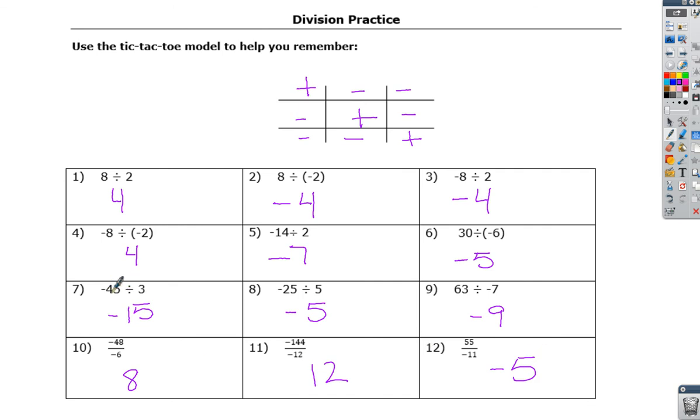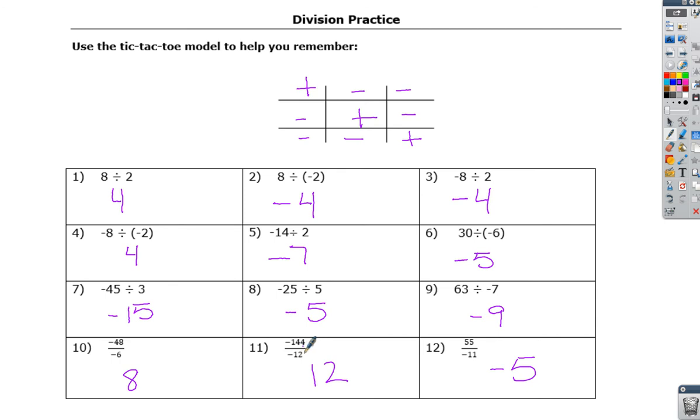Okay, we have negative 45 divided by 3, which is 15, and it is negative because a negative divided by a positive is negative. Negative 25 divided by 5, it's a negative divided by a positive. Negative divided by a positive gets you a negative. 63 divided by negative 7. 63 divided by 7 is 9. A positive divided by a negative is negative. Negative 48 divided by negative 6. We have 48 divided by 6 is 8. And a negative divided by a negative is a positive.